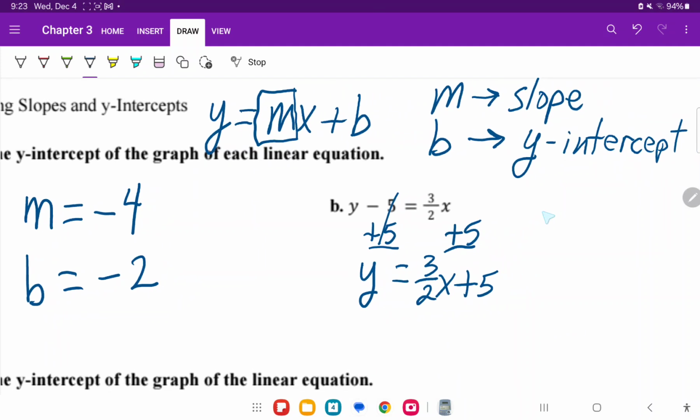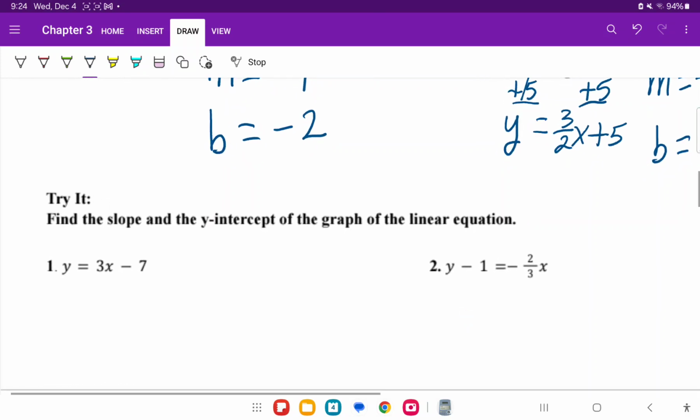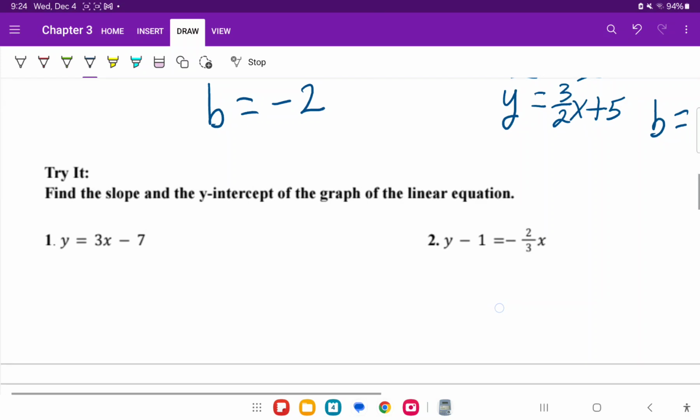Now what is the slope? The slope is the number right in front of the x, so it's 3 over 2. And the y-intercept is a positive 5. Notice if we had not moved it, we would have accidentally put in a -5. So we had to move it over to get the correct value right there. Now I want you to try that yourself on these two problems here at the bottom.